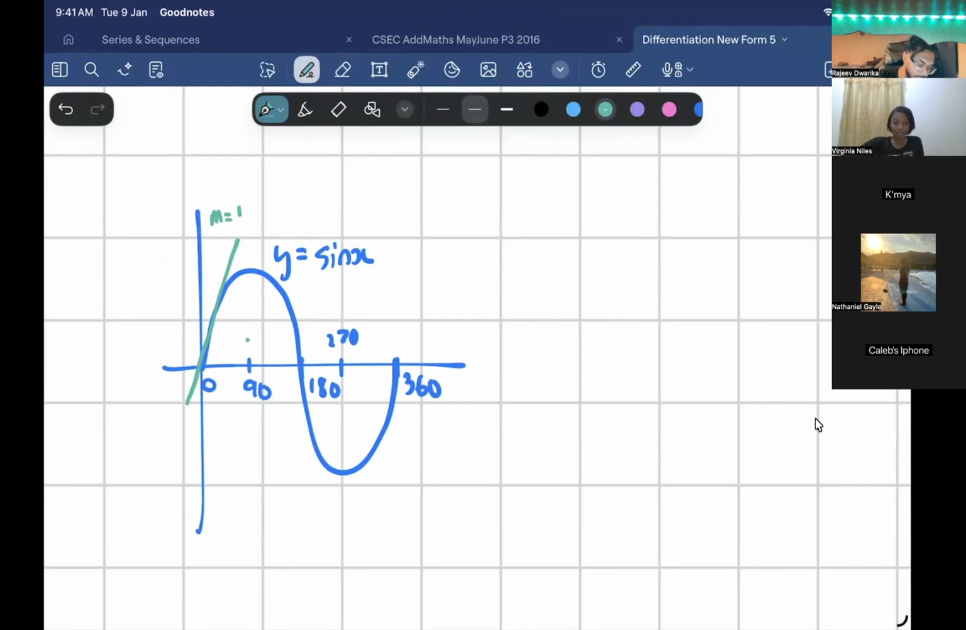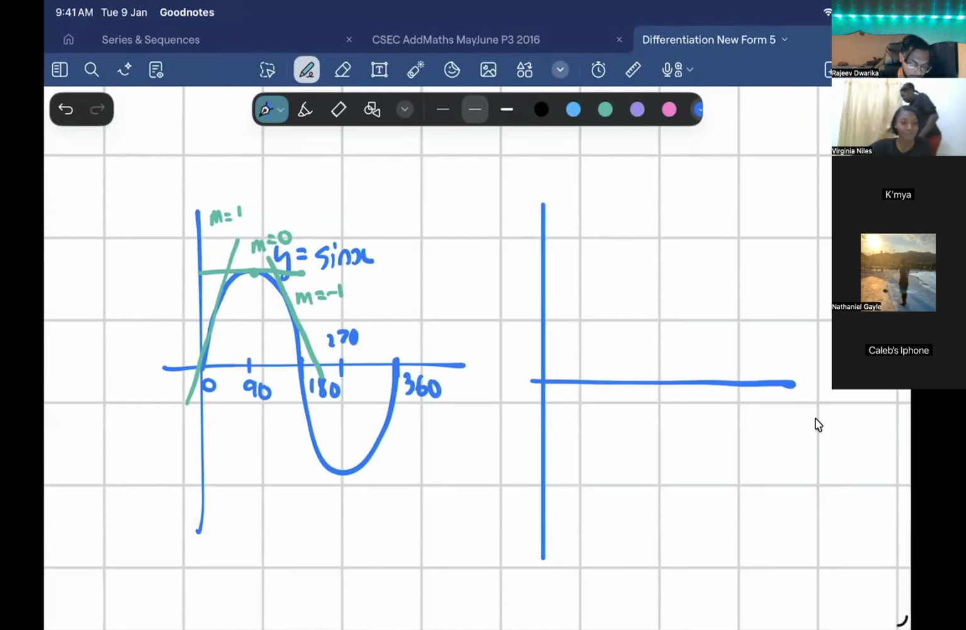Then we could find the gradient at 90. What do you think the gradient of that would be? That would be 0. What do you think the gradient here would be? Minus 1. Yes, minus 1. Now, I don't know if you're realizing something, but that looks kind of like the cosine graph. Let me show you what I mean.